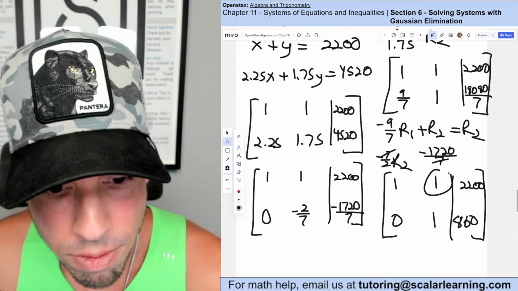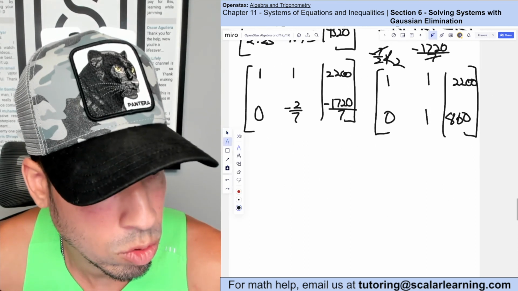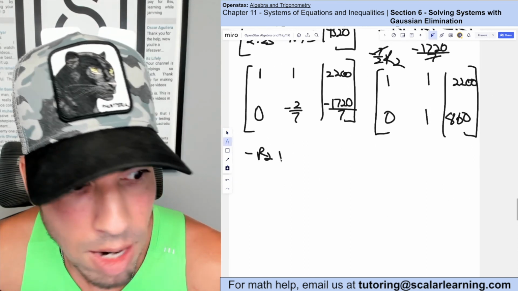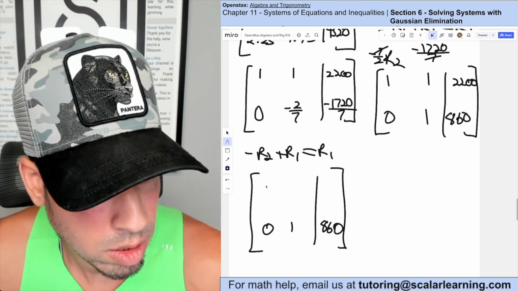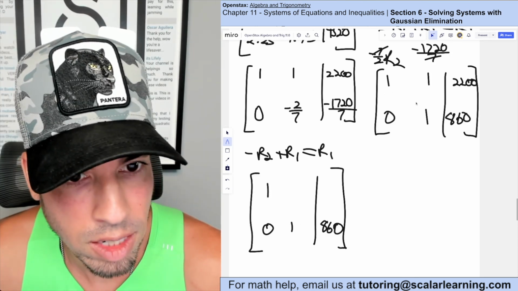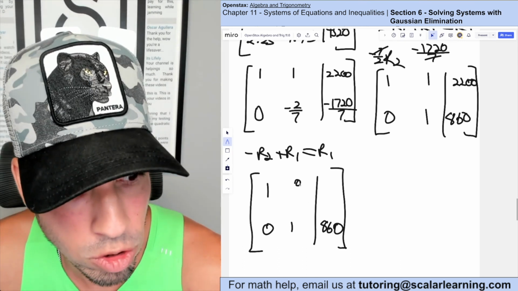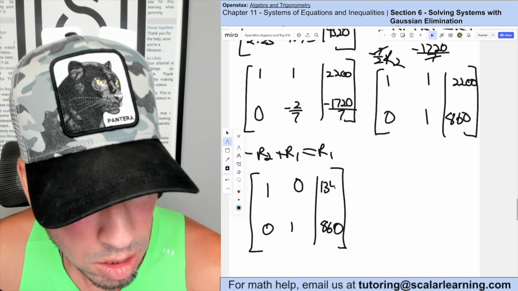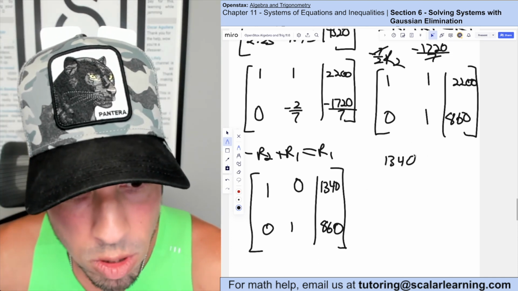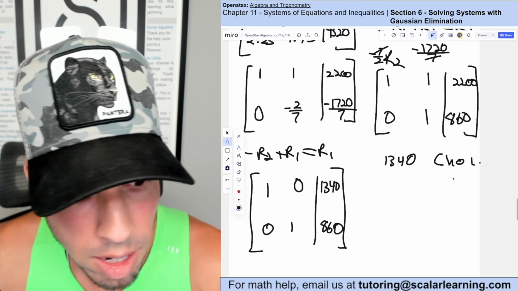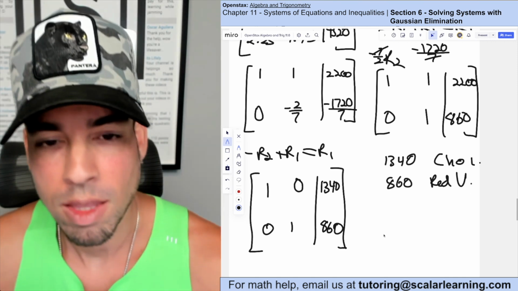Last but not least, we got to flip that to a 0. So all I'm going to do is multiply row 2 by a negative and add it to row 1 to get a new row 1. So we got 0 plus 1 is 1. We got negative 1 plus 1 is 0. And then negative 860 plus 2200, that is 1340. All right, so that means we have 1340 chocolate and we have 860 red velvet. That's how you do it.